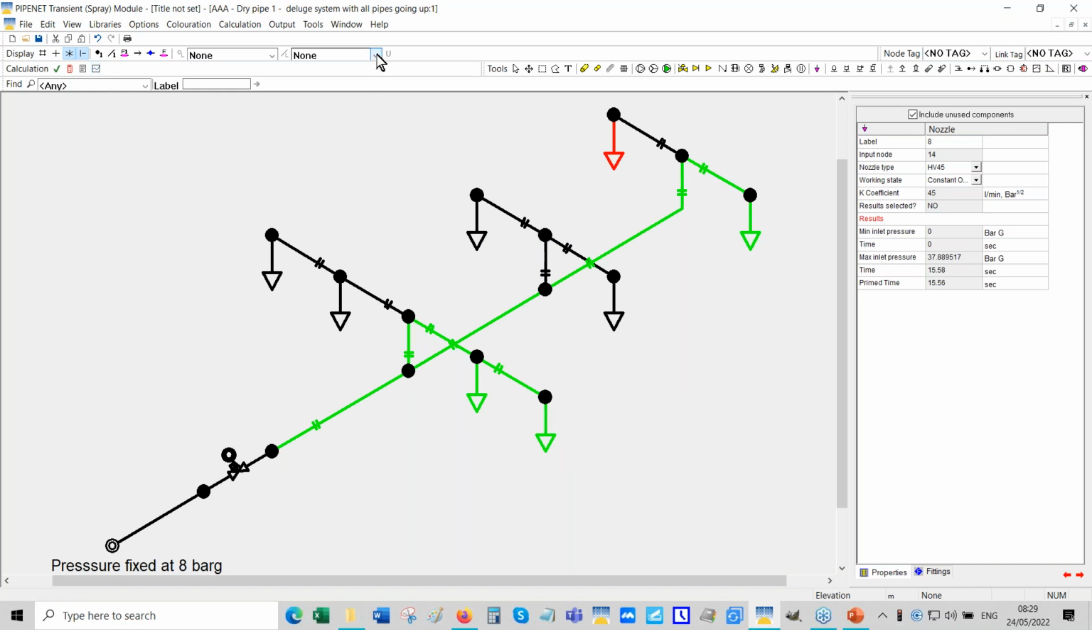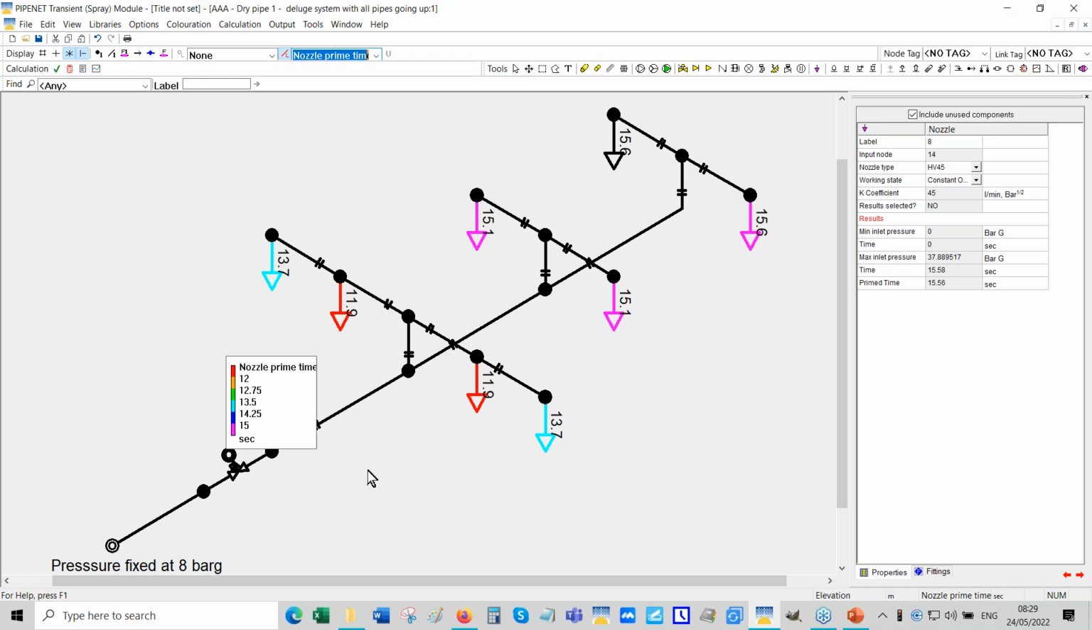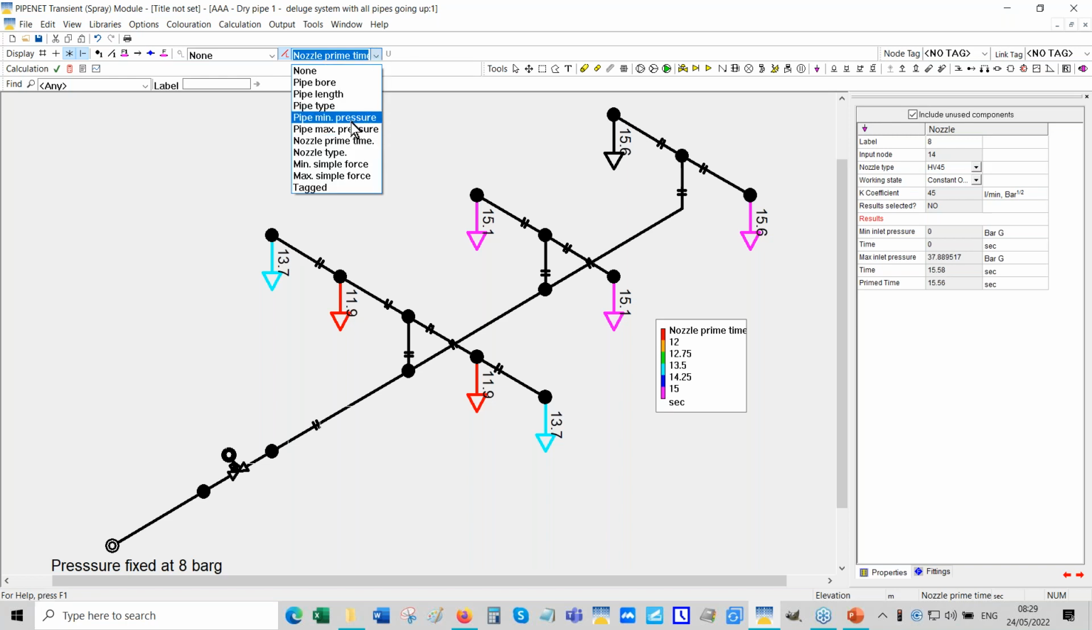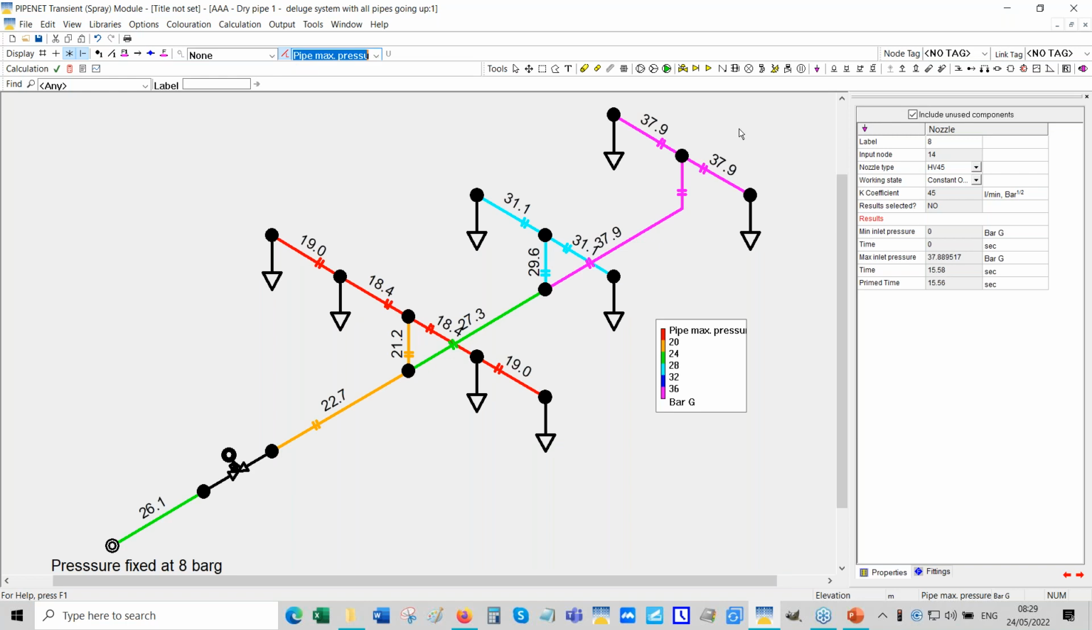You can also show the nozzle priming time in the schematic. And of course, you have the panel that shows the color coding. Of course, the red are the earliest and so on. Okay. You can also look at the maximum pressure in the pipes.